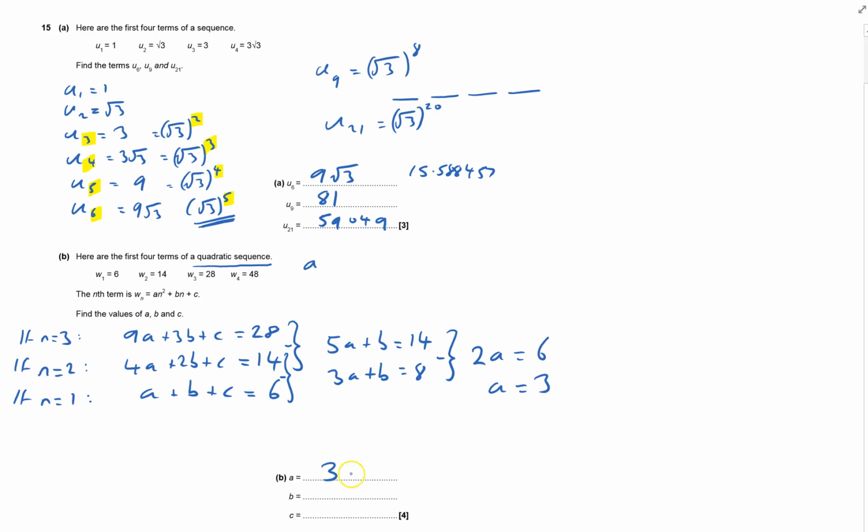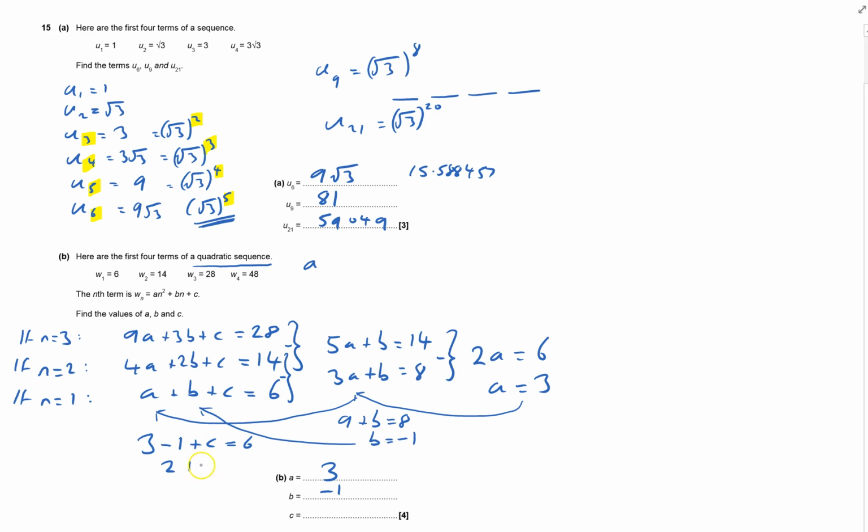So I've got a equals 3. I can put that into here, which will give me 9 plus b equals 8. That means that b equals minus 1. So b is minus 1. And then I'm going to put the a equals 3 there and the b equals minus 1 there. So that gives me 3, take away 1, plus c equals 6. So that'd be 2 plus c equals 6. So obviously c equals 4.